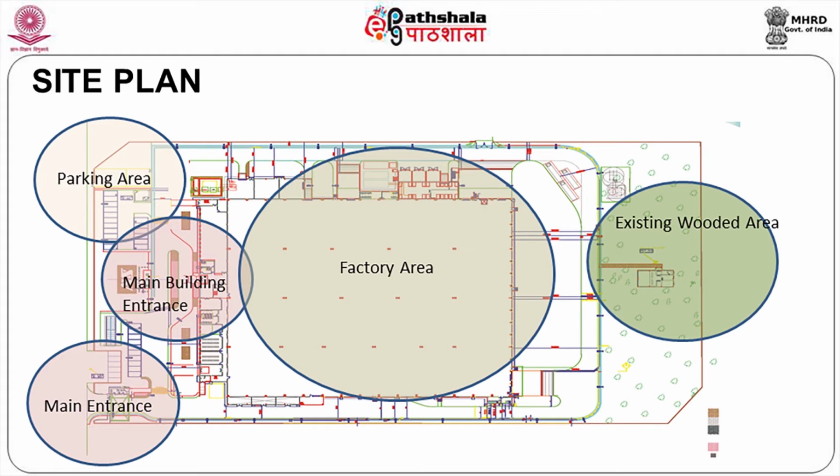In front of the building you create a lawn, you create a parking area, and the main entrance needs to be aesthetically oriented. Then on the sides of the roads, normally you have side planting with rain harvesting wells and rain harvesting pits. Then you have a wooded area on the other side. All these requirements need to be handled properly.